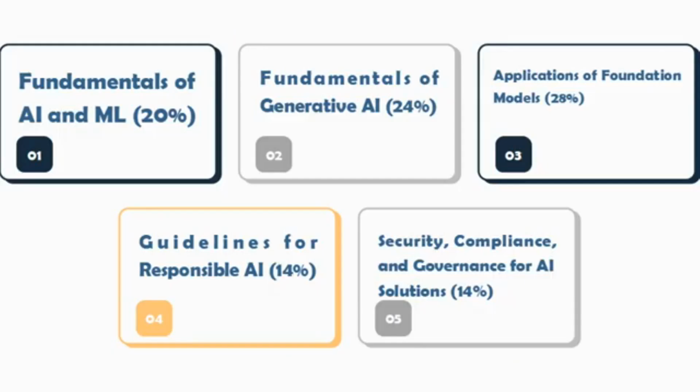The exam has the following content domains. Domain 1. Fundamentals of AI and ML. Domain 2. Fundamentals of Generative AI. Domain 3. Applications of Foundation Models. Domain 4. Guidelines for Responsible AI. Domain 5. Security, Compliance, and Governance for AI Solutions.